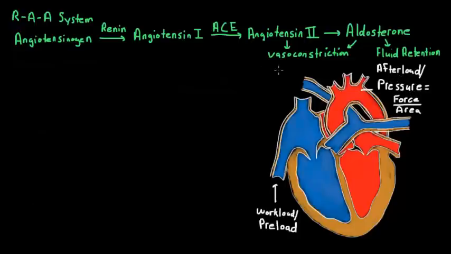So the medications that we're going to use to lessen the burden of the heart are going to decrease vasoconstriction, which means that this area goes up, which means that pressure goes down. If we control fluid retention, then we decrease the force that's working on the vessels, which means we're going to decrease pressure, but we're also going to decrease the amount of blood that's returning to the heart that the heart's going to have to pump out later.